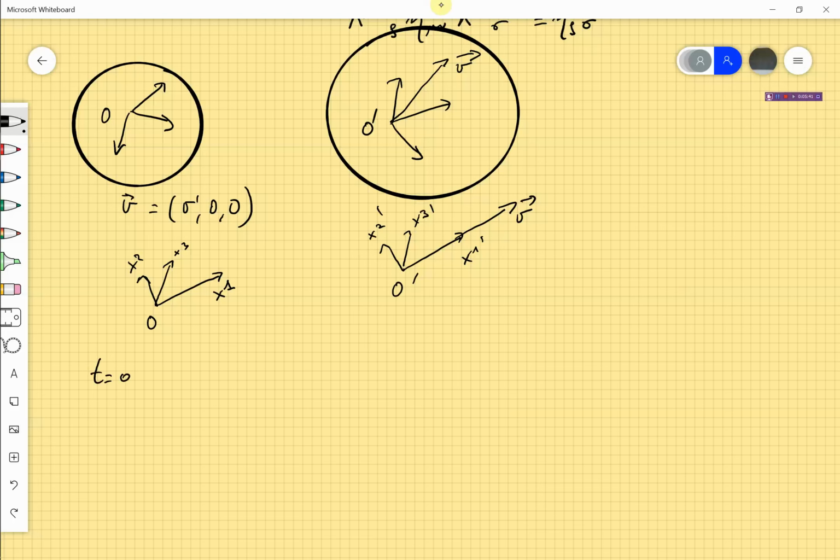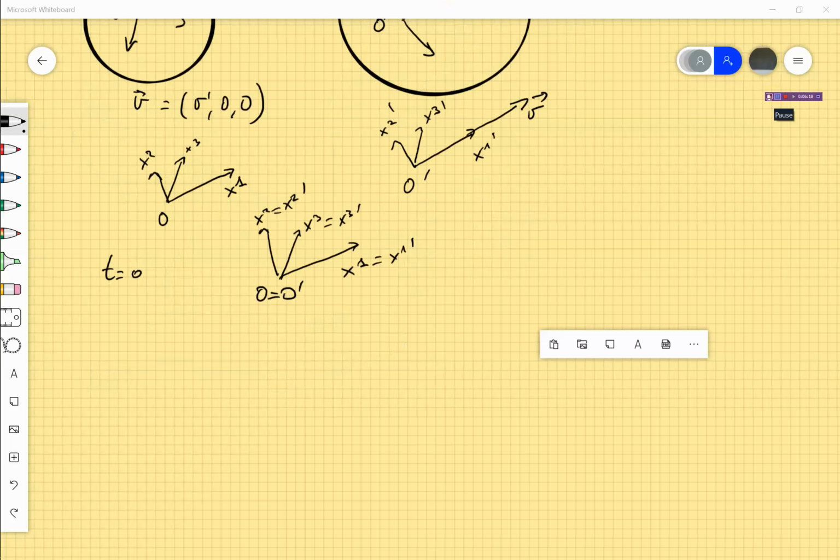So at t equals 0, if the axes are parallel and the origins coincide, then all the axes coincide. So we will have that at this moment this is equal to x1', this is equal to x3', and this is equal to x2', and O will be equal to O'. Now, how do we do this?